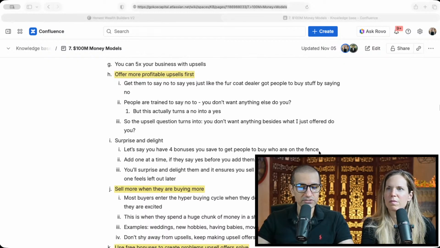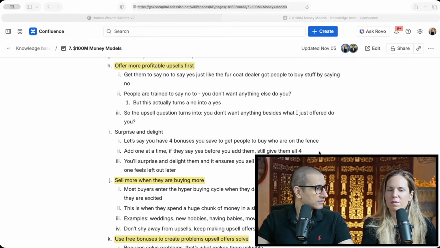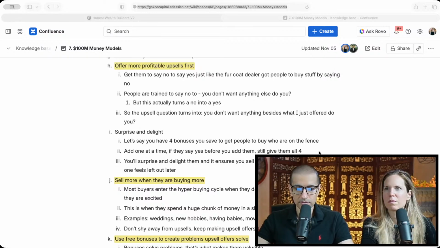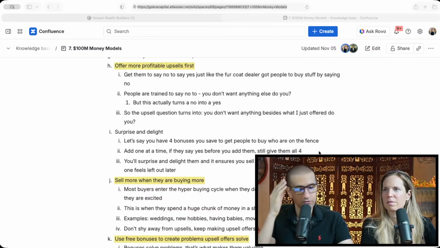You can 5x your business with upsells. Usually when someone partners with the author, they implement upsells and 5x the business. Right? We should be able to do, I mean, we haven't even done 1.1x the business with upsells. So we need to really learn how to do this properly. Okay. Offer more profitable upsells first. So I'm guessing if you have 5 upsells, start with the most profitable one.